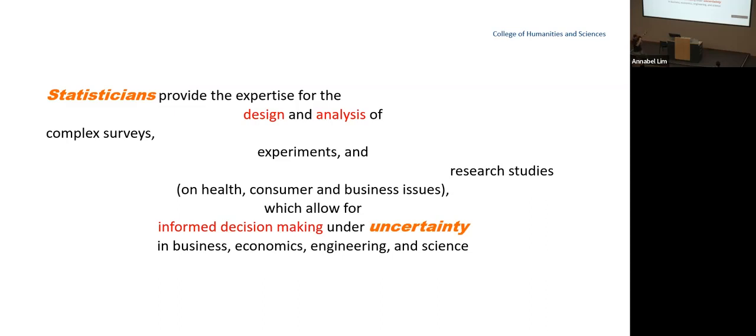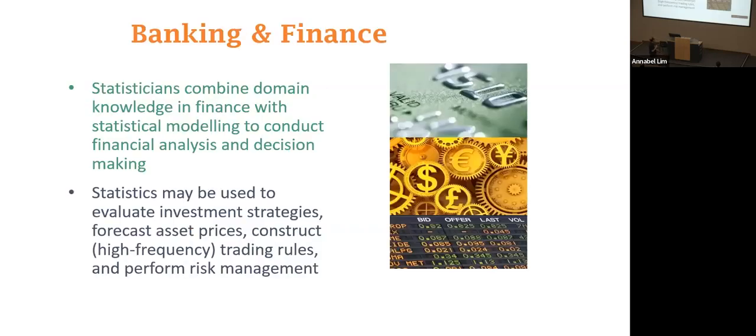So there is some sort of uncertainty in various fields, in business, econs, engineering, and in sciences as well, right? So in a nutshell, that's what statisticians aspire to do. And that's what our curriculum tries to do with our students as well. So I won't go into the details, but suffice to say that in banking and finance, statistical skills are very crucial in trying to make sense and do modeling and so on and so forth.